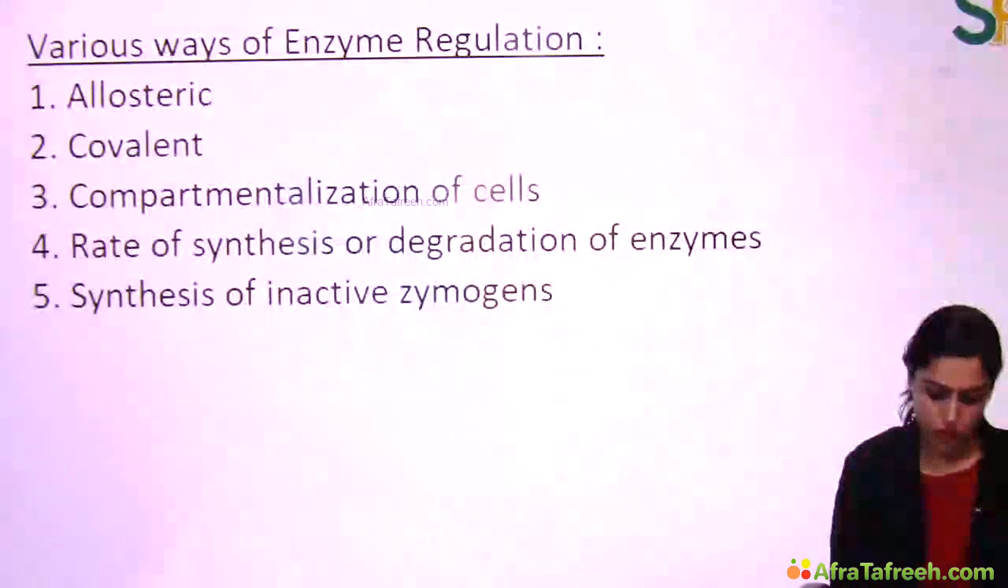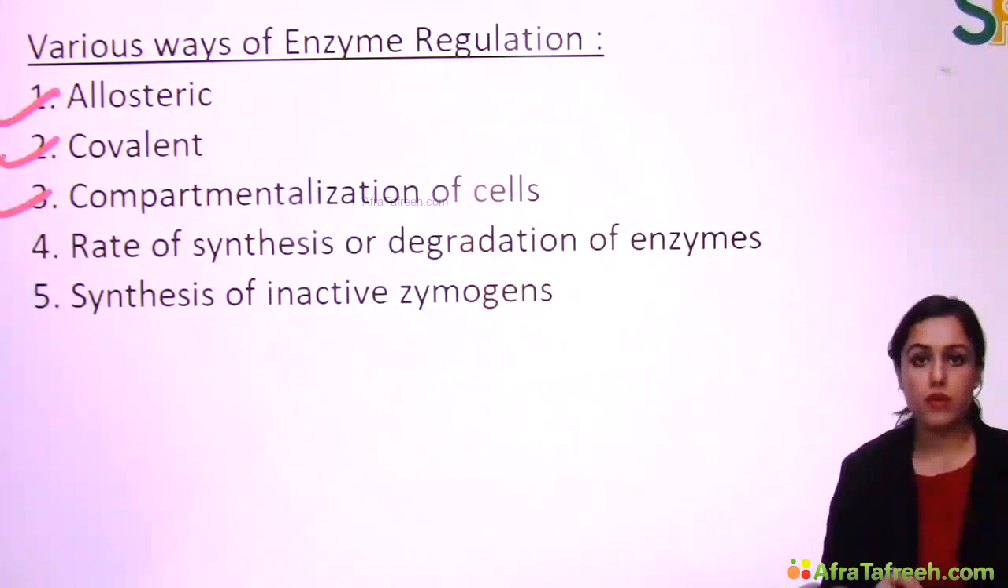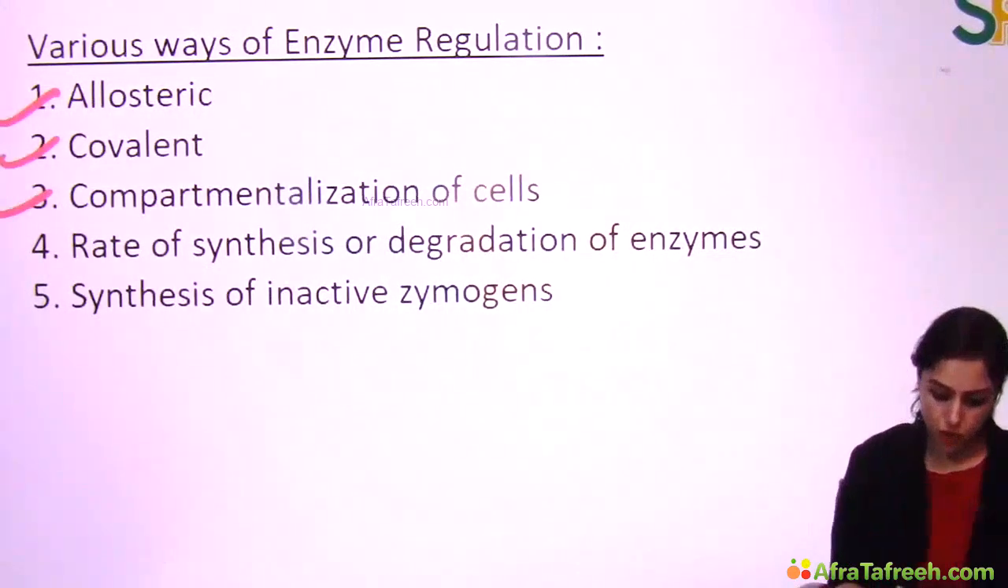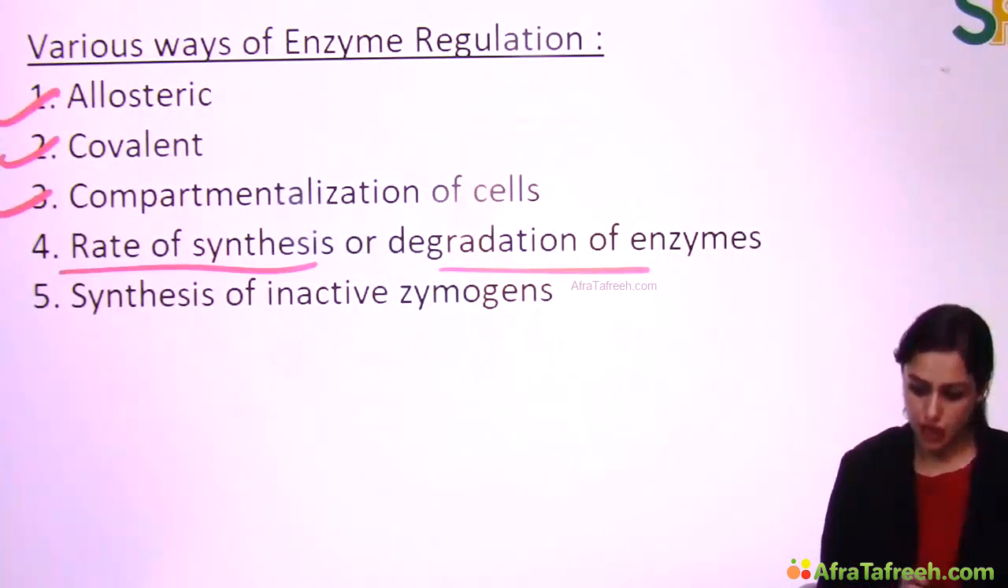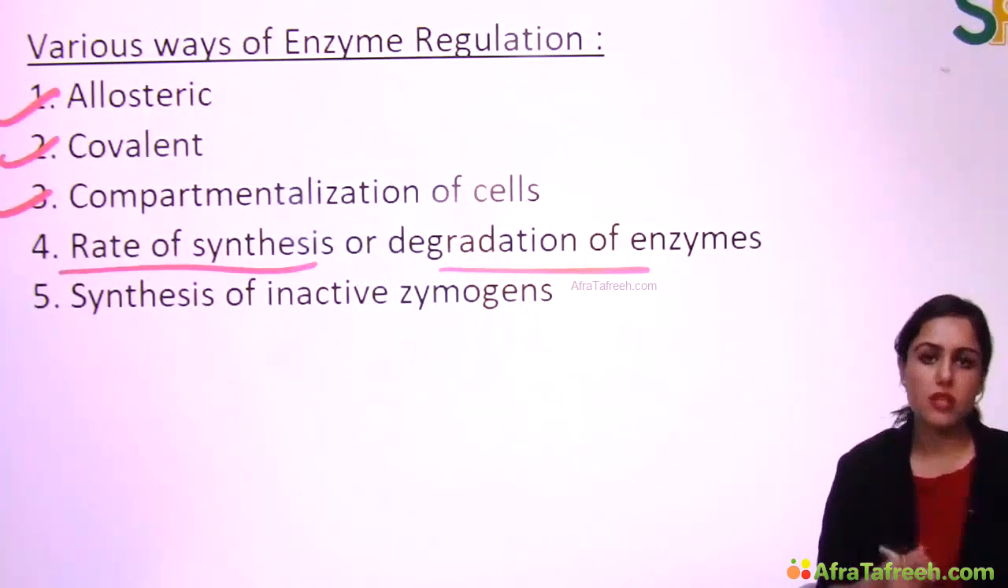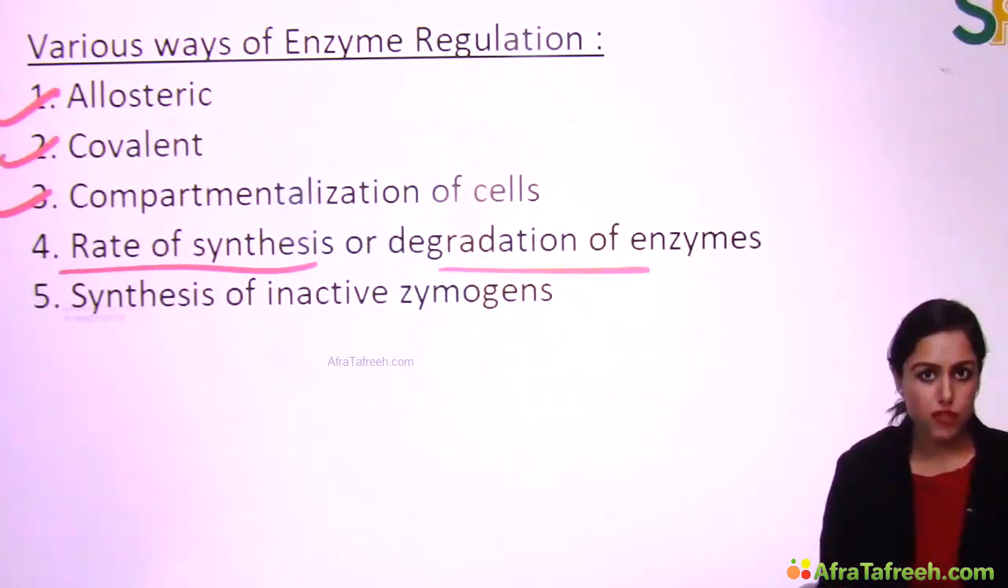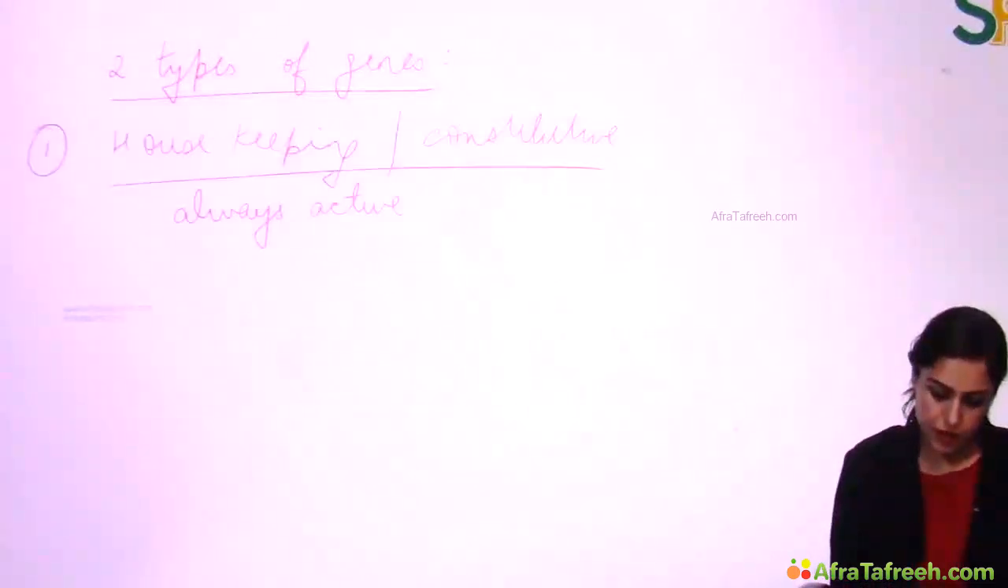So we're done with first three types of ways of enzyme regulation. The fourth one is rate of synthesis or rate of degradation of enzymes. So rate of synthesis means synthesis of enzymes. You know, synthesis of enzyme occurs at the level of gene. And there are two types of genes. One type is known as housekeeping or constitutive genes. Housekeeping, also known as constitutive genes.